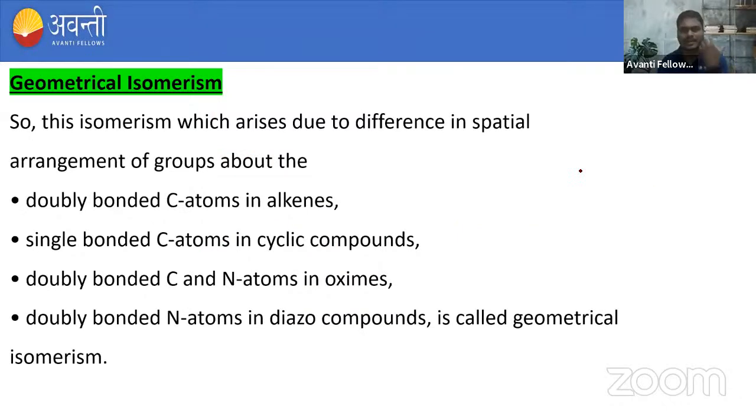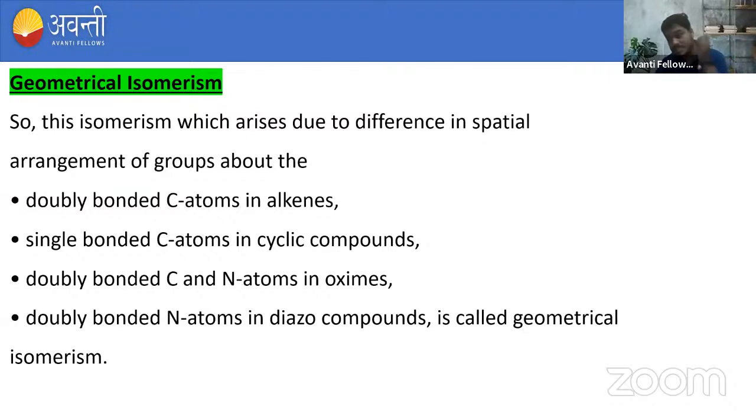Isomers can be classified into two types. The first one is known as structural isomerism and the second one is known as stereoisomerism. Structural isomerism means those isomerism which arise due to change in their structure, whereas stereoisomerism basically arises due to change in the spatial arrangement. Where the arrangement or orientation is changed, this type of isomerism is known as geometrical isomerism. Is that okay for everyone? And this is stereoisomerism.